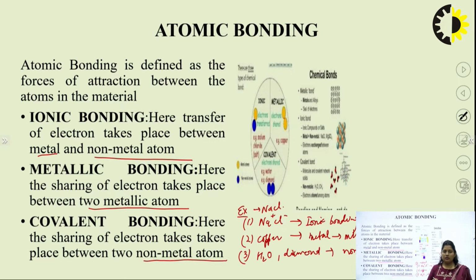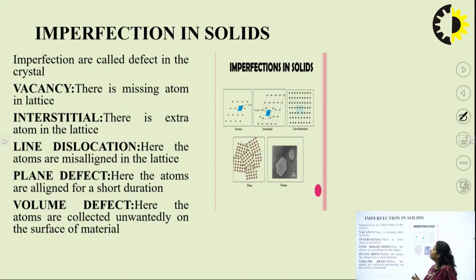So next what we are going to cover is the different imperfections in solids. Obviously there are some imperfections in solids. The first imperfection is called vacancy. Whenever there is a missing atom in a lattice, it is called a vacancy. If there is an extra atom in the lattice, it is called an interstitial. The first figure shows a crystalline structure where the atoms are regularly arranged, but with the blue portion we have shown that there is some missing atom. The missing atom will be your vacancy.